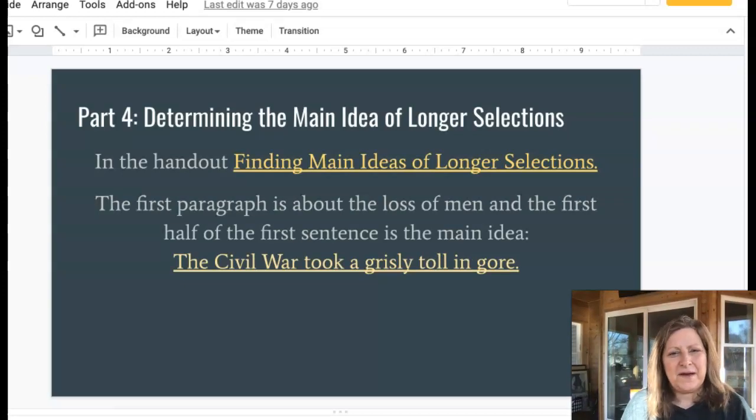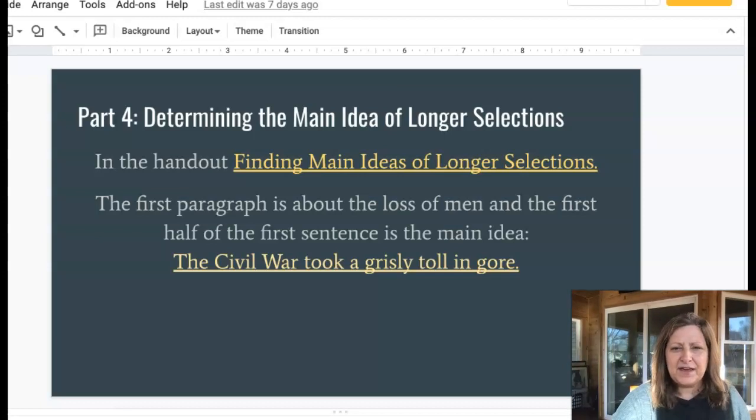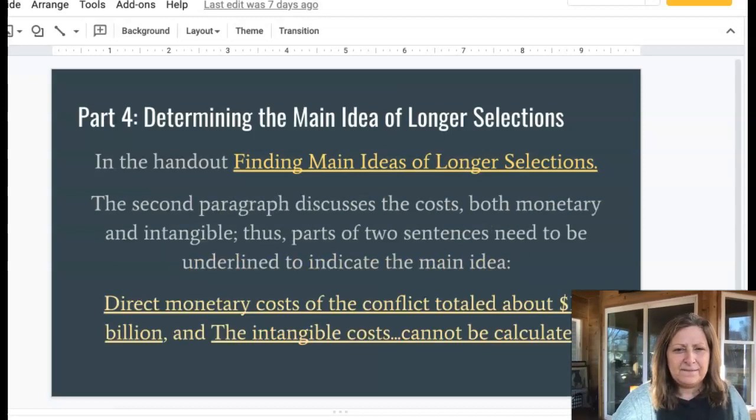So let's look at them. The first paragraph is about the loss of men, and the first half of the first sentence is the main idea. The Civil War took a grisly toll in gore. So that's going to be your first main idea.